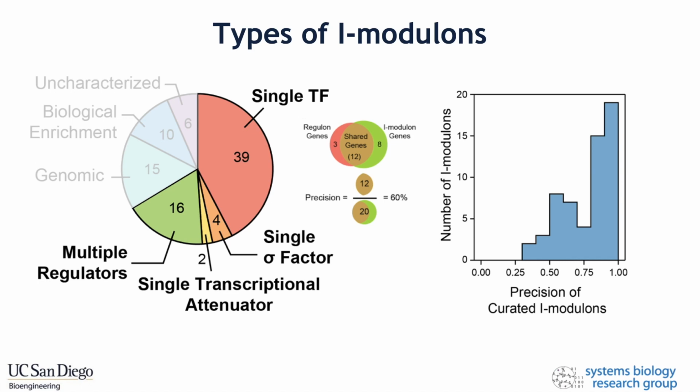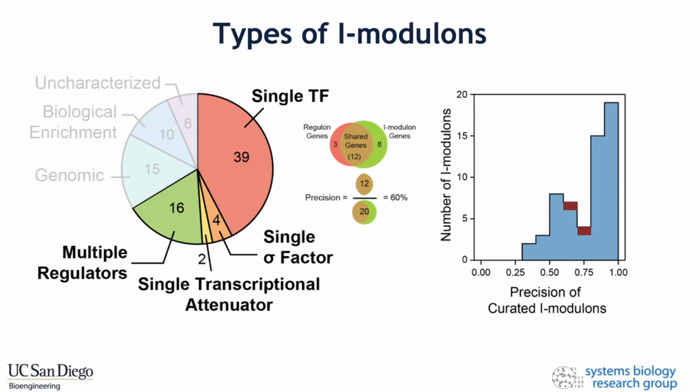To assess the confidence we have in these regulatory iModulons, we're going to use precision, which is the number of genes in the iModulon and in the regulon divided by the total number of genes in the iModulon. We're going to ignore extra genes in the regulon because sometimes regulons can be split between two iModulons. The average precision of our iModulons is about 80%.